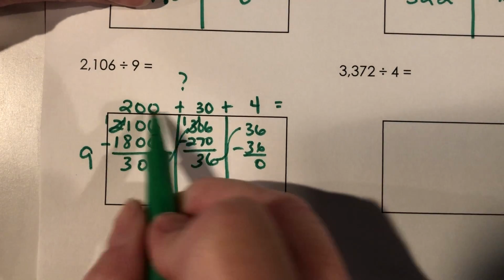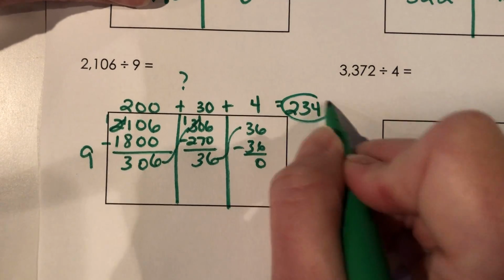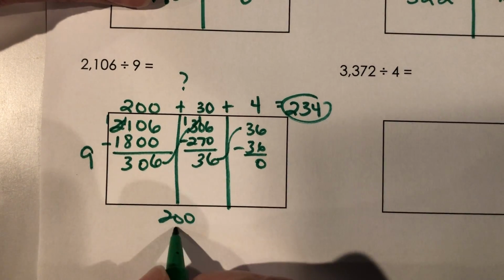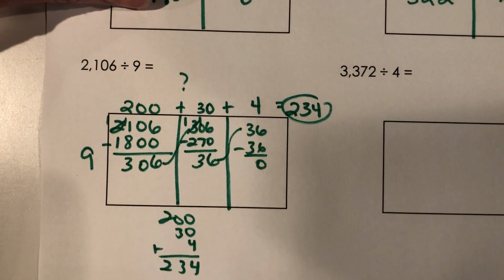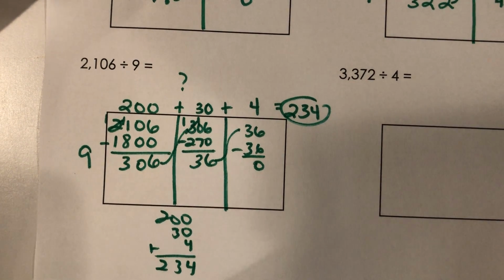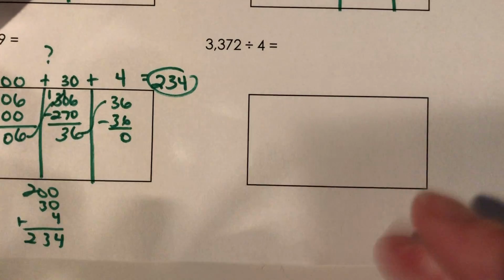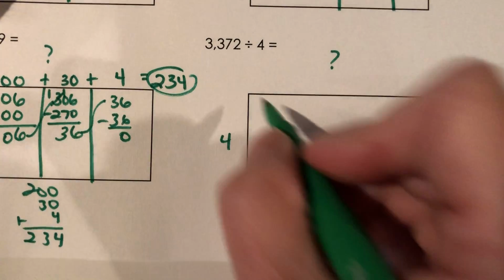My answer is going to be 200 plus 30 plus 4. 2 hundreds, 3 tens, 4 ones. If you wanted to line that up like this, you're more than welcome to. If you can just pop that into your head also, that's fine. Whatever works best for you. All right, here's our last one. I want to know 4 times what gives me 3,372.